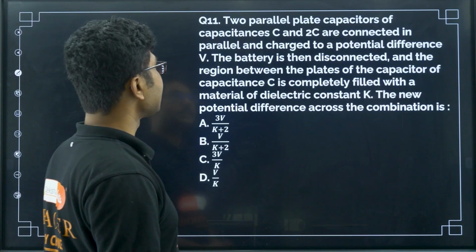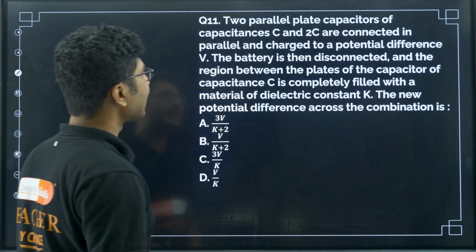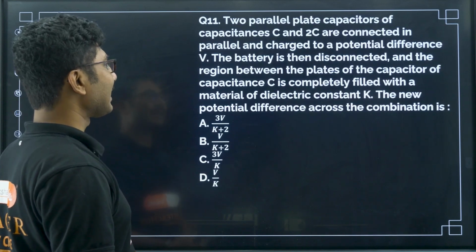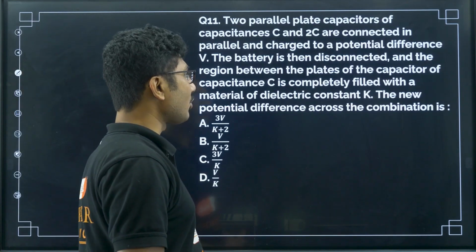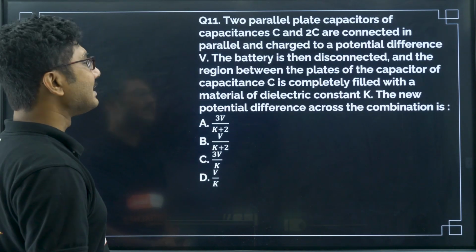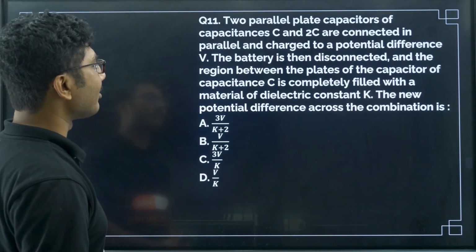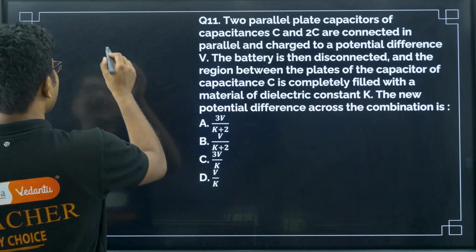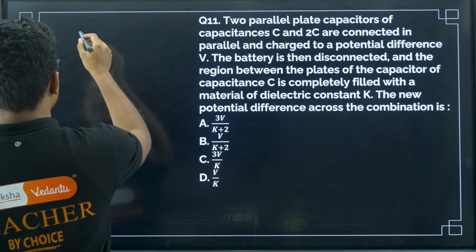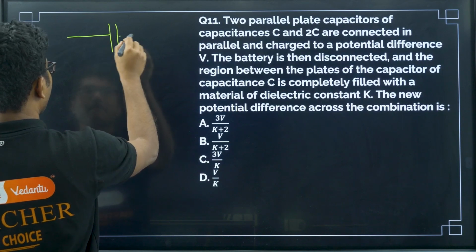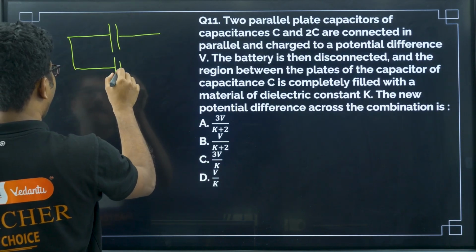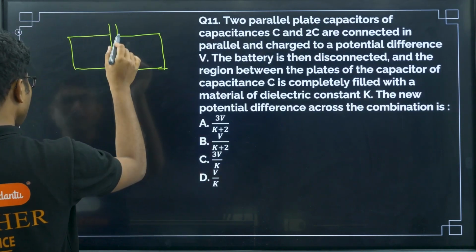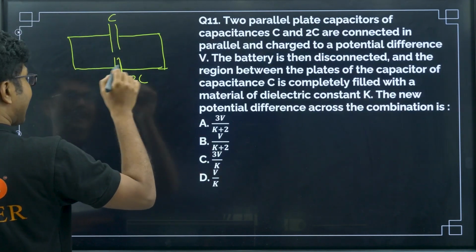Two parallel plate capacitors of capacitance C and 2C are connected in parallel and charged to a potential difference V. The battery is then disconnected and the region between the plates of the capacitor of capacitance C is completely filled with the material of dielectric constant K. The new potential difference across the combination is. So first, what is happening? C and 2C are connected in parallel, and then they are connected to a battery of V.